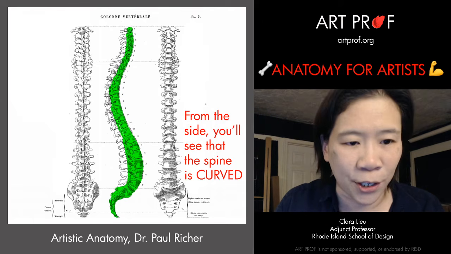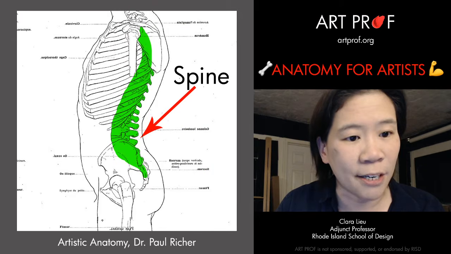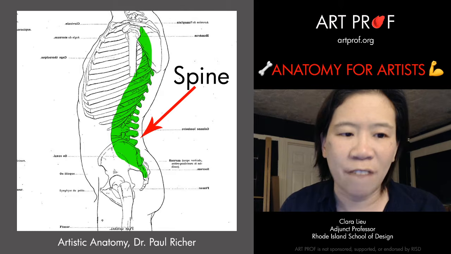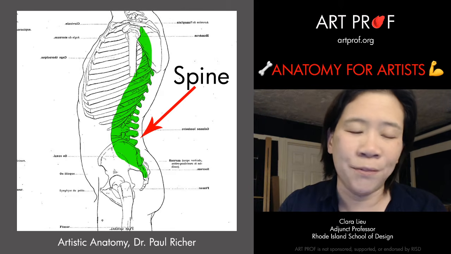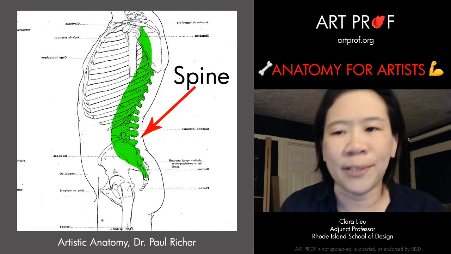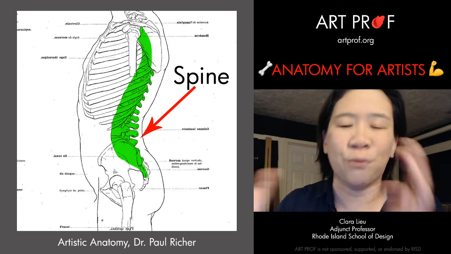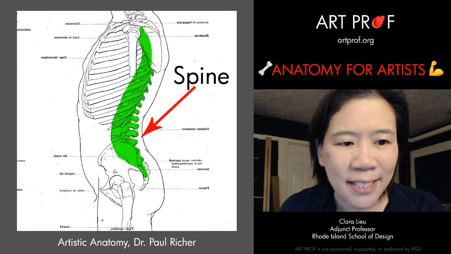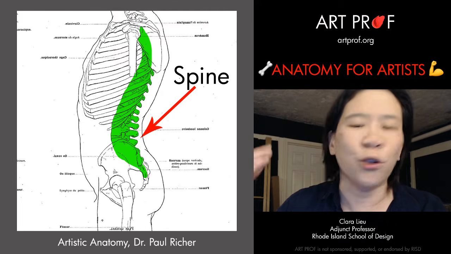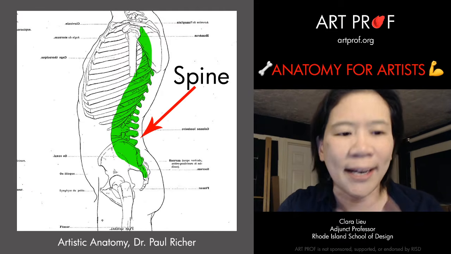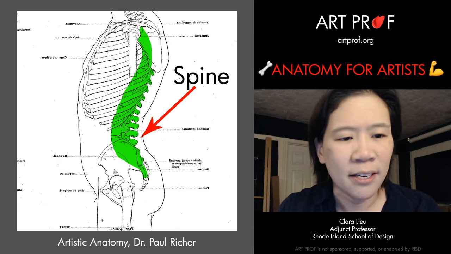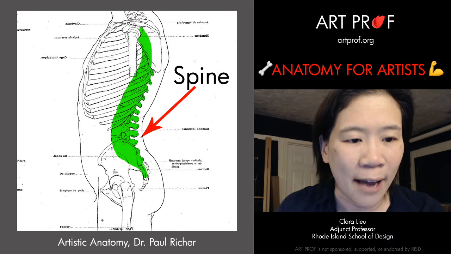Okay, so it looks curved. Now you can see if we actually take the spine and put it in the context of the rest of the body, it's a little bit hard to see because you have the rib cage that surrounds the spine, the pelvis gets a little bit in the way, your shoulder blades get in the way. So it's a little hard to see, but I highlighted it in green so you guys can start to understand the context of that.